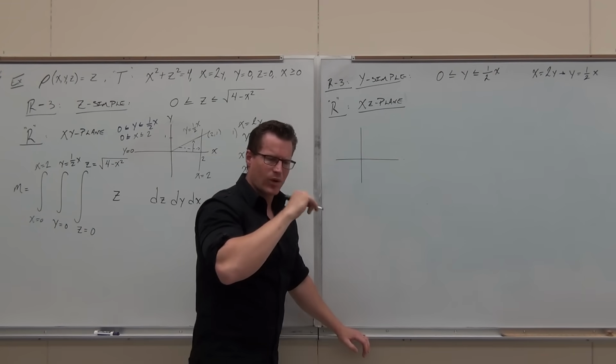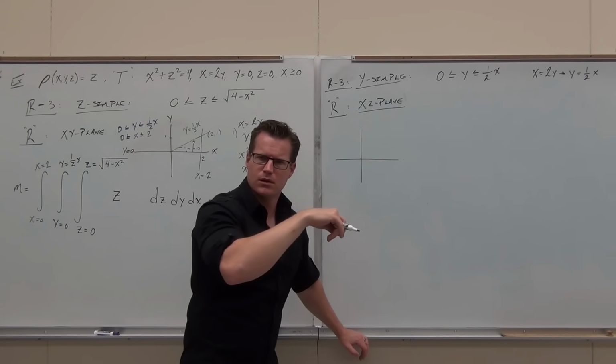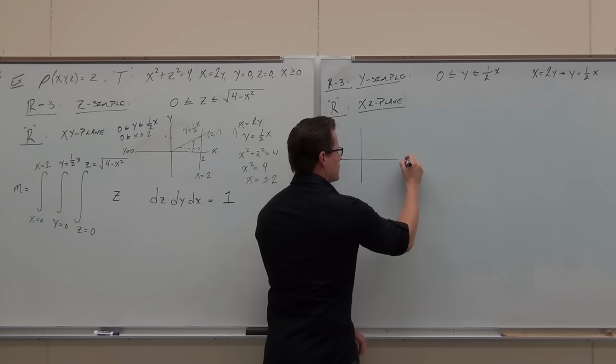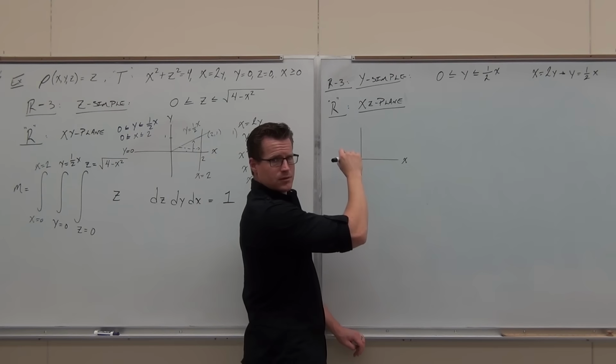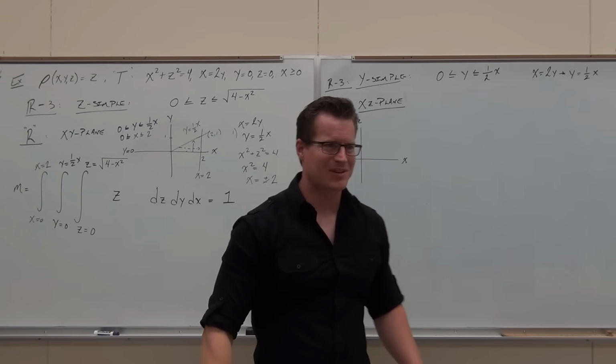Hey, what axes go where? What's the horizontal one? What's the vertical one? Z is vertical. Sorry, Z is vertical. You're forgiven. Don't let it happen again.